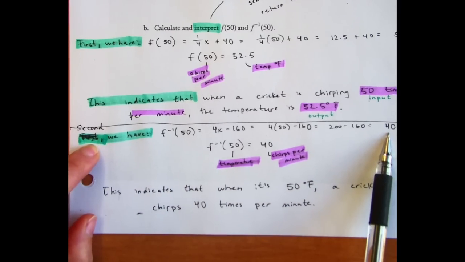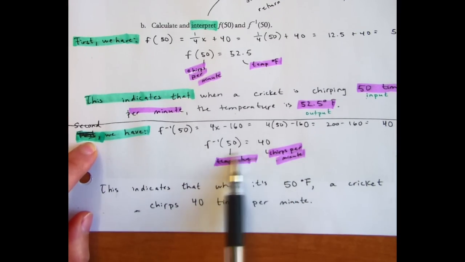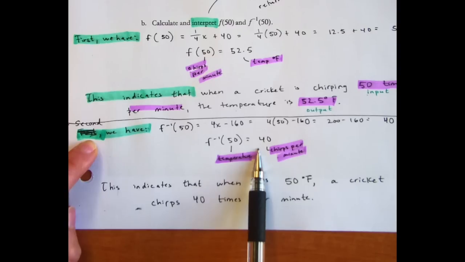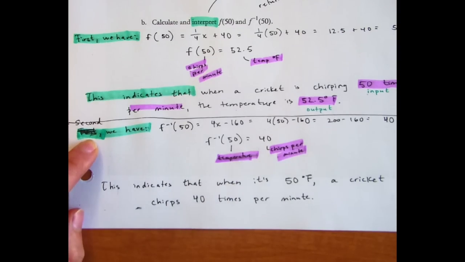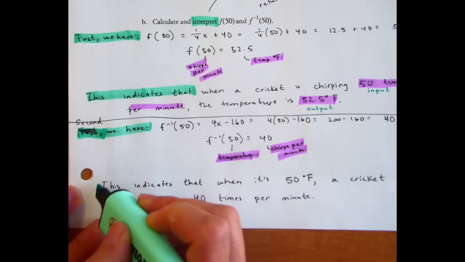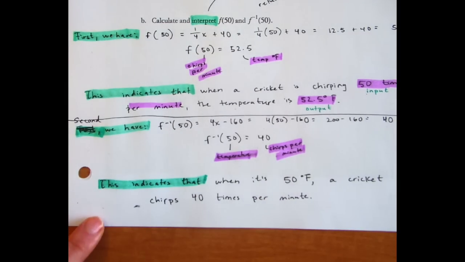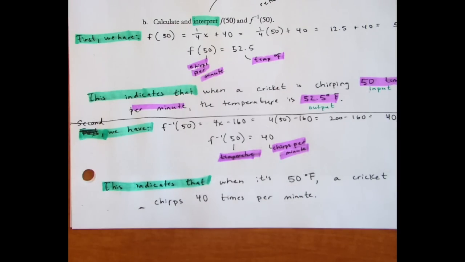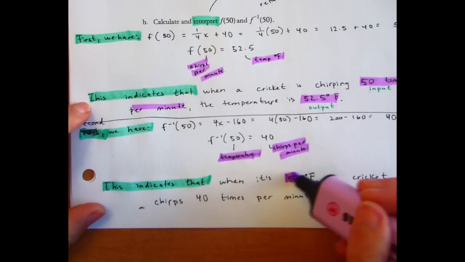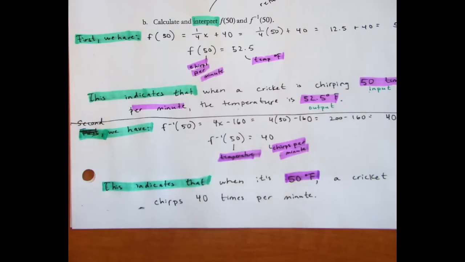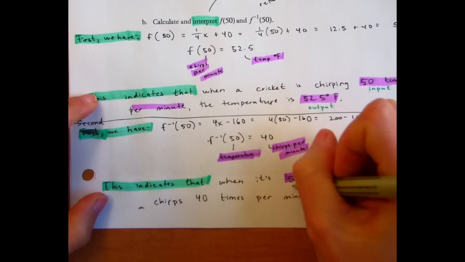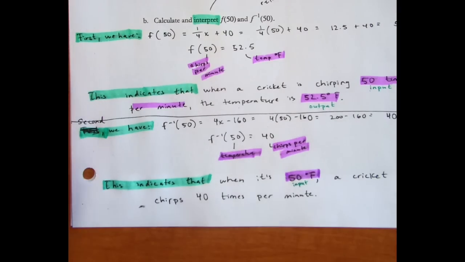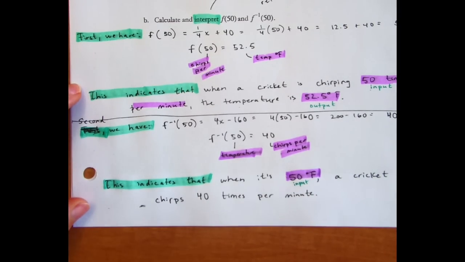So I have, this indicates that, okay, that looks good. And then I have when it's 50 degrees, and since that's coming first, that should be my input. A cricket chirps 40 times per minute, and that's my output. So this is really structured.